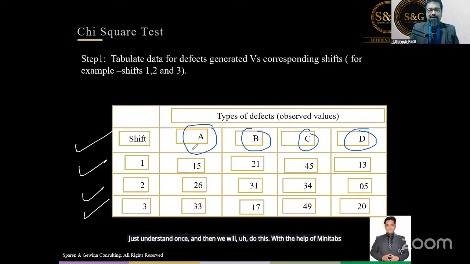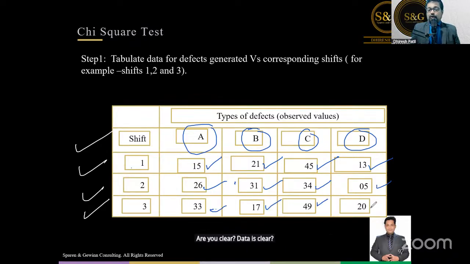Okay. Now look at this. So first shift, A defect is 15. 15 defects have arrived. In shift A, B defect is 21. C is 45 and D is 13. Similarly, the second shift and the night shift defects have been calculated. Are you clear? Data is clear. Just give me yes in the chat box. Are you clear with the data? Just give me yes in the chat box.